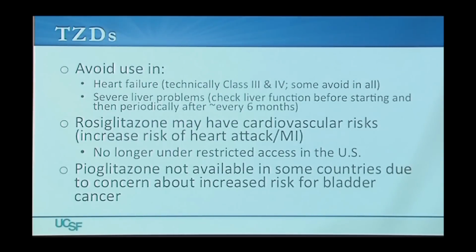And rosiglitazone actually was under restricted access in the United States until recently, because there were some what are called meta-analyses, where they look at many studies and put them all together and try to draw a conclusion. And there were some earlier studies showing that rosiglitazone could increase your cardiovascular risk, in particular for having a heart attack or myocardial infarction. More recently, this analysis was redone, and the FDA felt that this risk was probably not there, so you might see it again in more use, but we have another option, which is pioglitazone.